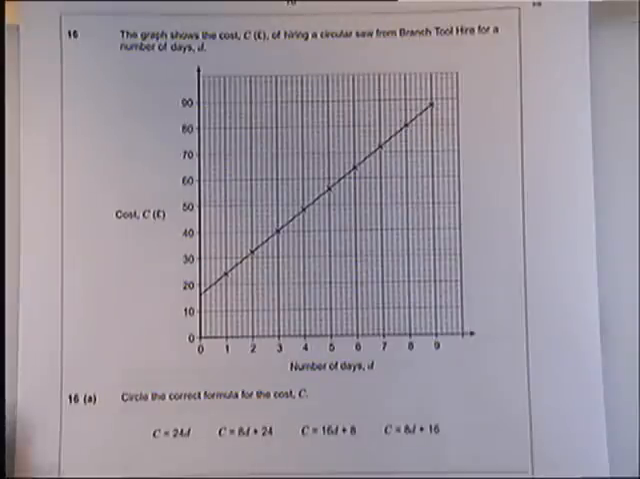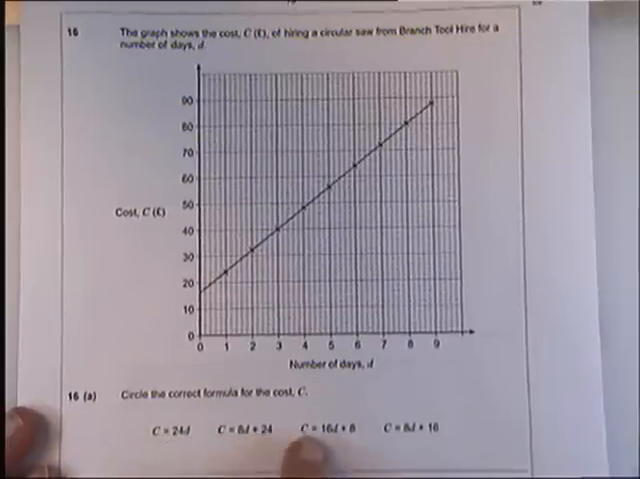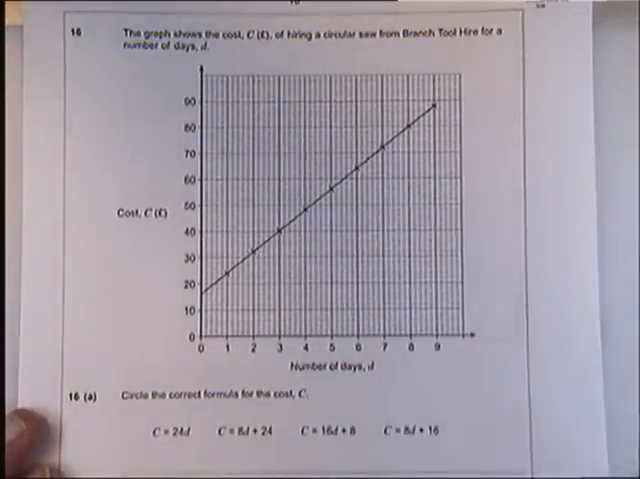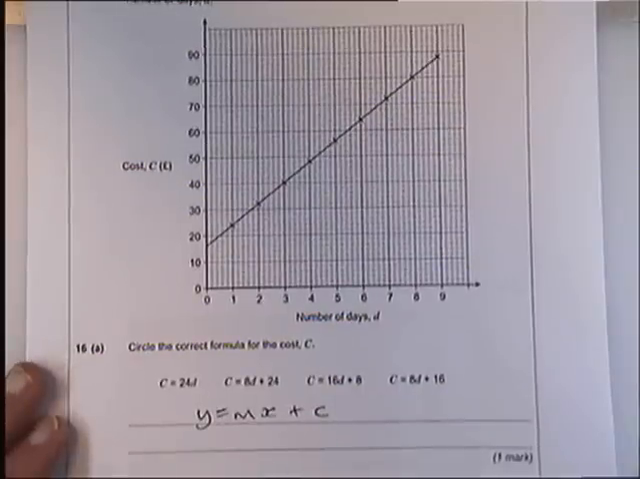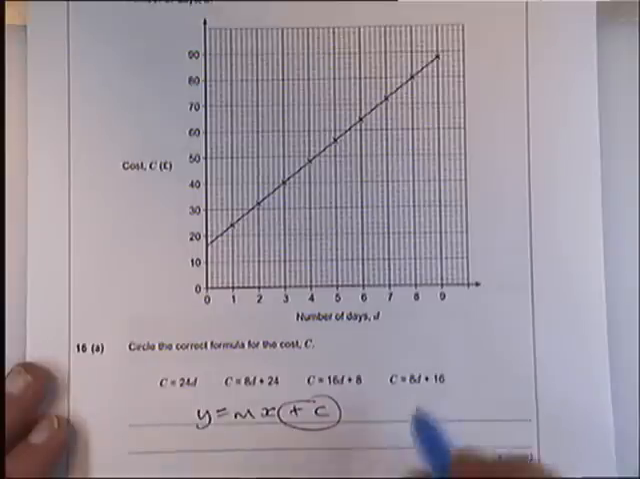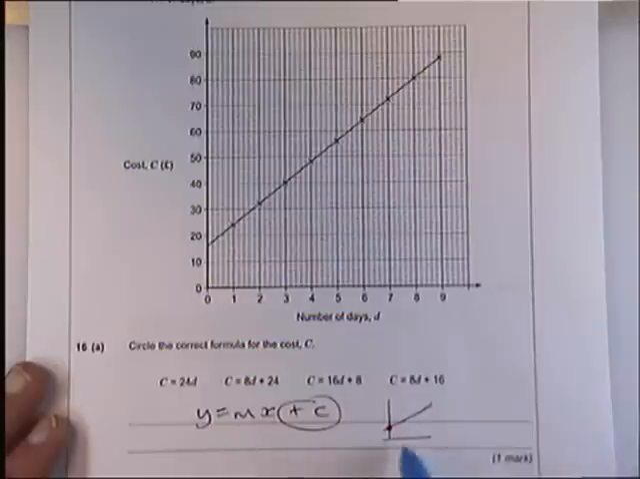This is a graphs question, and the first thing you've got to do is to decide which of the four formulae down at the bottom match up to this line. If you've got the equation of a straight line, remember y equals mx plus c may be familiar to you. The number on the end is always where the graph crosses the y-axis. So it's this point here. If you've got your axes drawn, it's wherever the line crosses the y-axis, that's c.